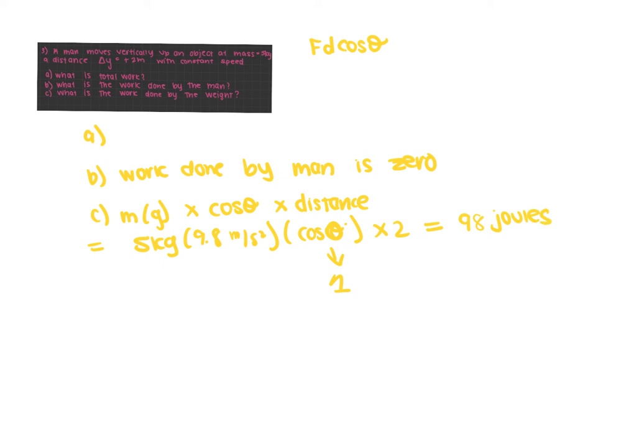So for the total work, we would have to add the work done by the man and the work done by the weight. But since we know that the work done by the man is 0, the total work is 98 joules.